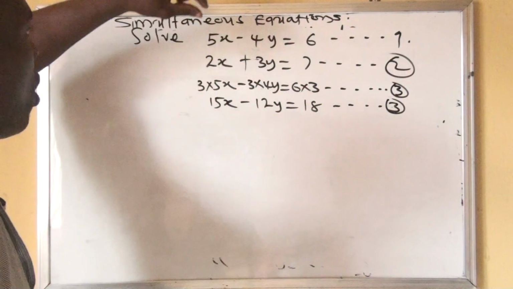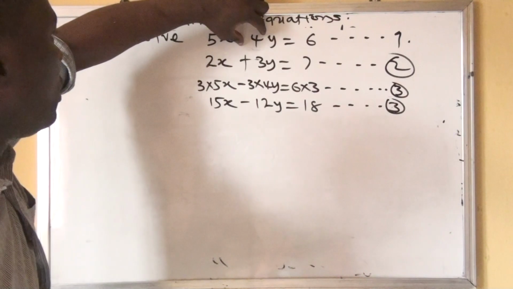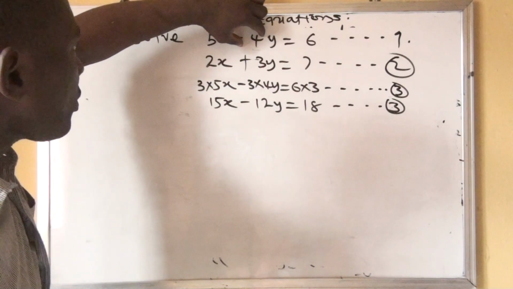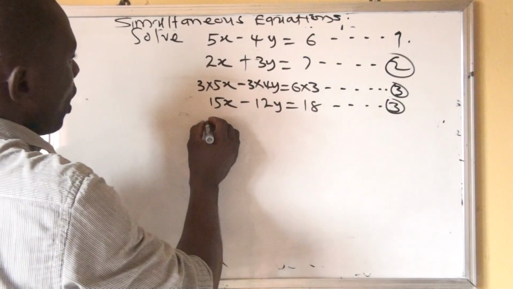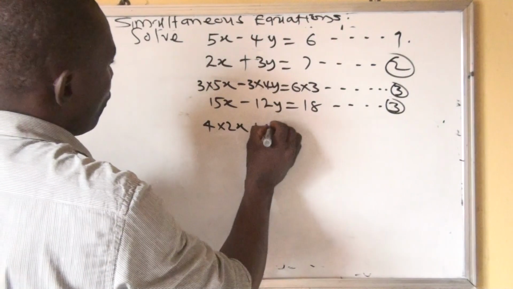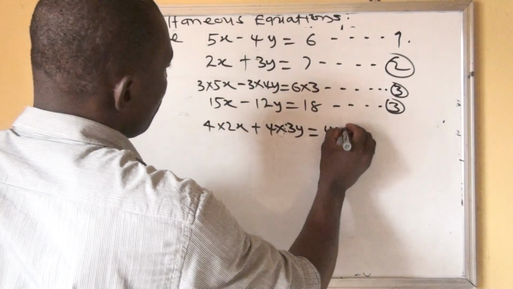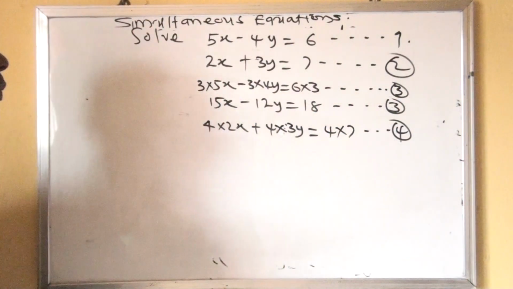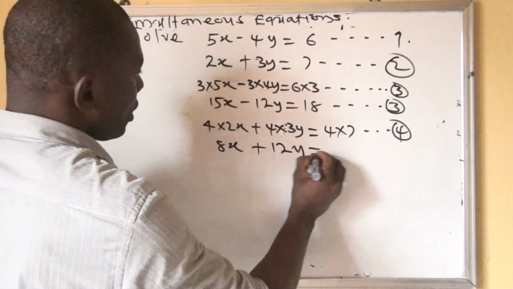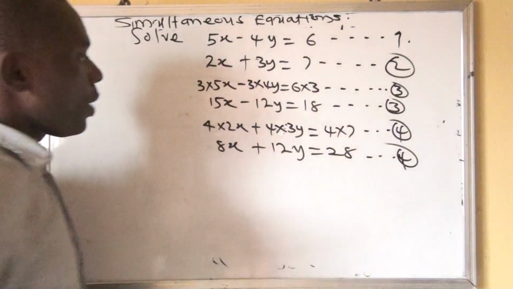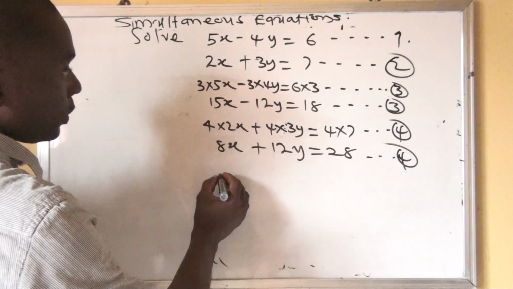So I've done that. Then we look at the coefficient of y in equation 1. Y in equation 1 is 4. So we are going to use this 4 to multiply equation 2. So here we have 4 times 2x plus 4 times 3y, then 4 times 7. This becomes equation 4. By the time we do this, we have 8x plus 12y is equal to 28. Equation 4.